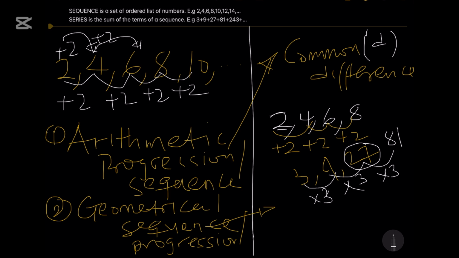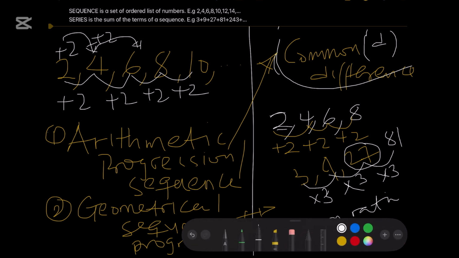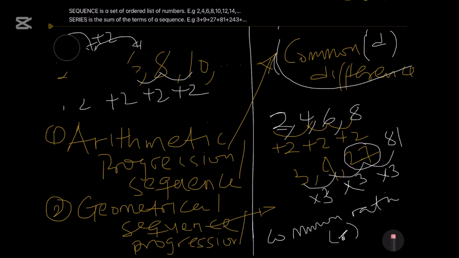So do we see the difference between common difference and common ratio? We usually represent the common ratio with a small letter r. All right, let's take a look at some. Let's take a look very well at the terms GP and then AP.